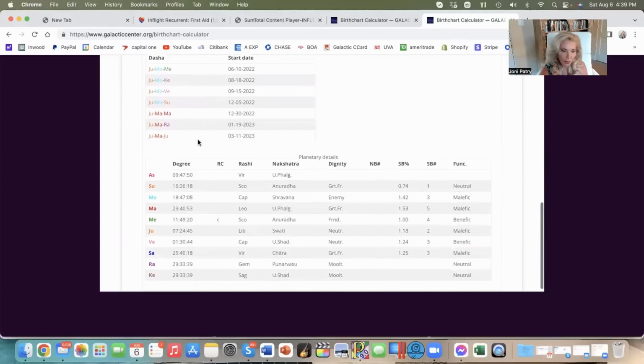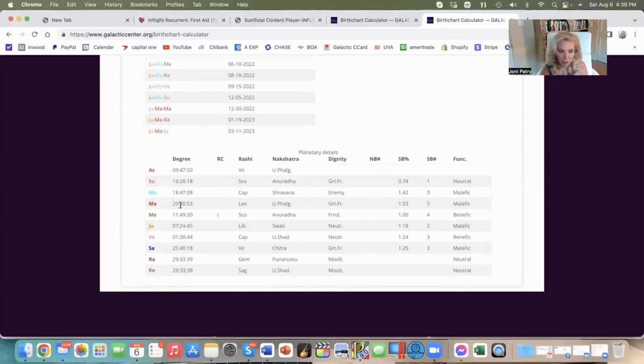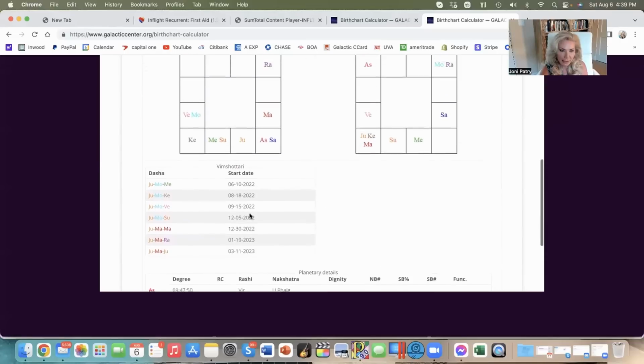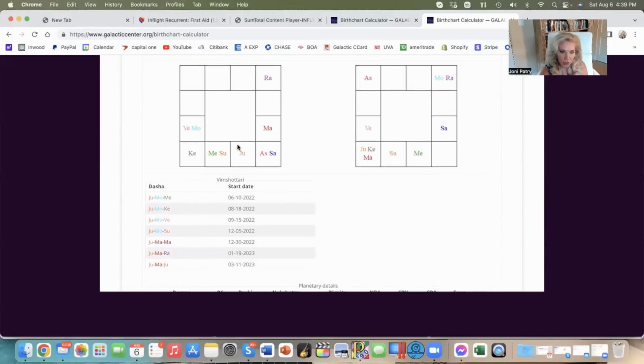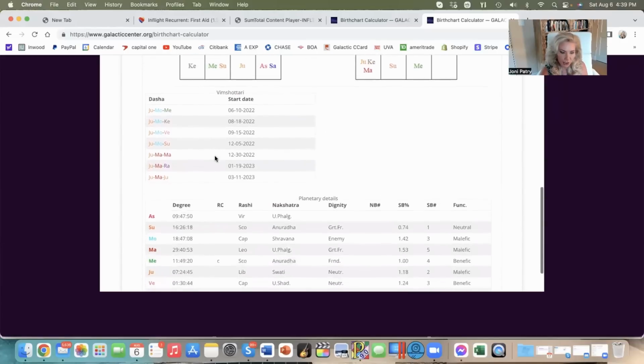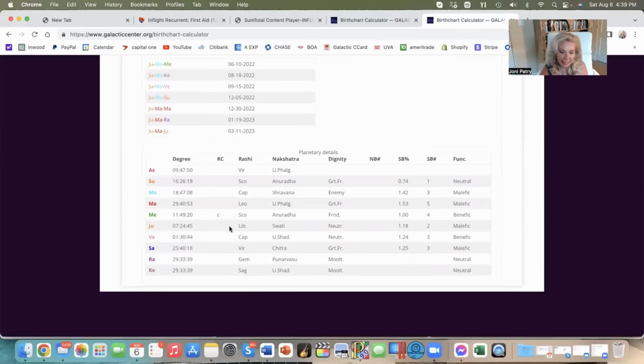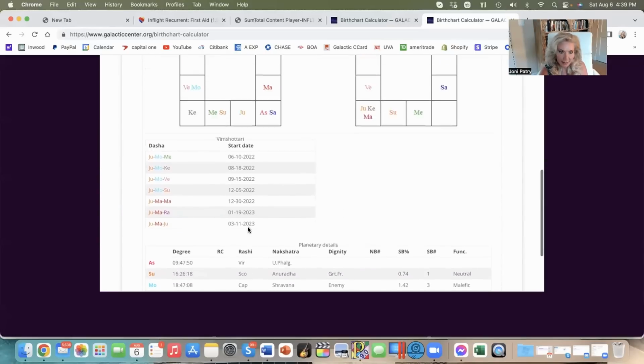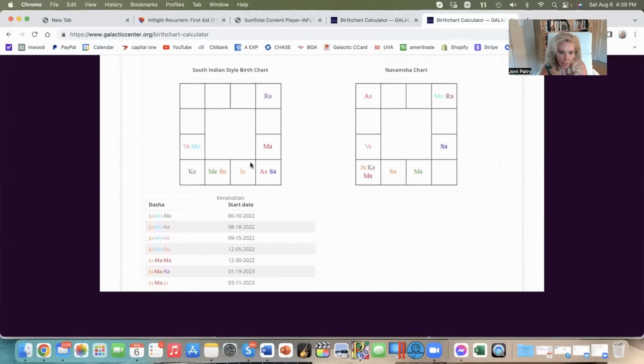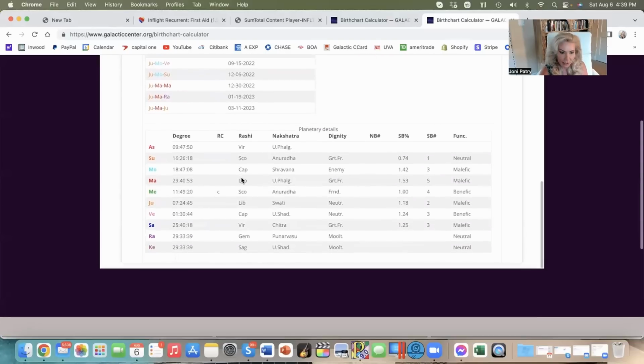Okay, so when you look down here at Mars, we already did Mars, it sits in the 12th house in Leo. Mercury is at 11 degrees of Scorpio. What house is it in? 1, 2, 3. It's in the 3rd house in Scorpio. Jupiter is in Libra. What house is it in? Let's go back up here. 1, 2. Jupiter is in Libra in the 2nd house.